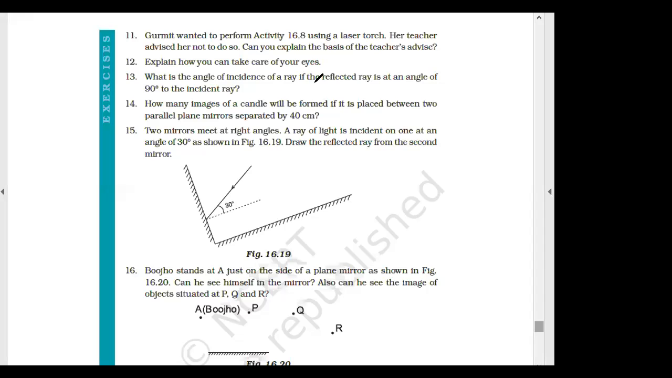What's the angle of incidence of the ray and the reflected ray? Is that angle 90 degree to the incident ray? This we just discussed. Yes, take enough vitamin A. Very good. Tell me, if the angle between the reflected ray and the incident ray is 90 degree, then what is the angle of reflection or angle of incidence? 45 degree, right? It is 45 degree.